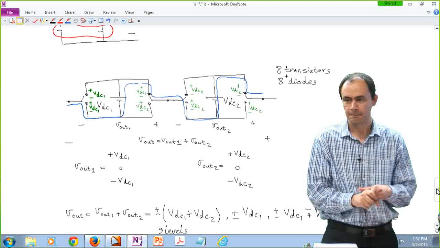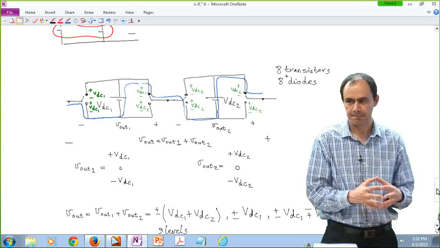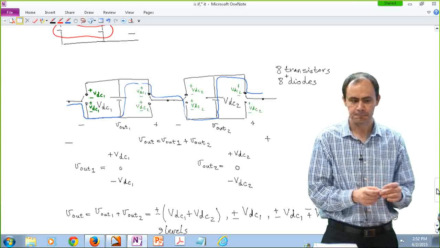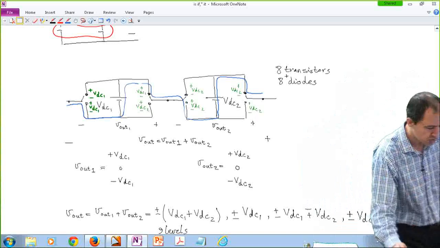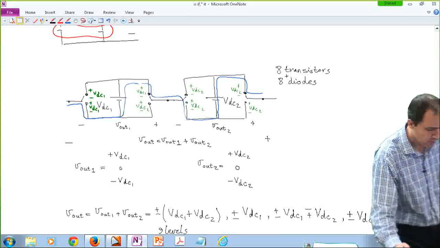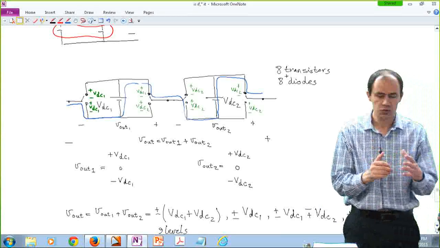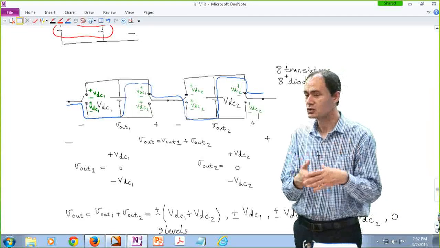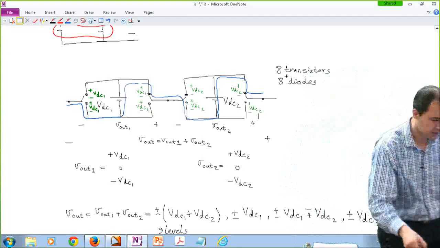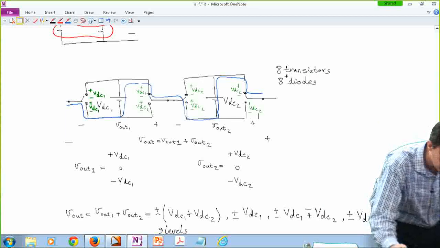Yes? That's only true if you never go from fully on to fully off. It's true all the time. It doesn't matter what your switching sequence is. Remember, whatever I do with these switches, at any given time, one of them is on, the other one is off, okay? So for instance, let me draw it over here maybe.